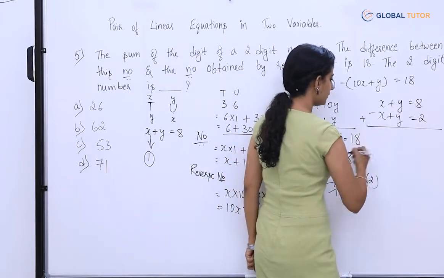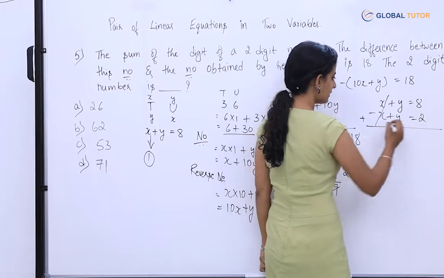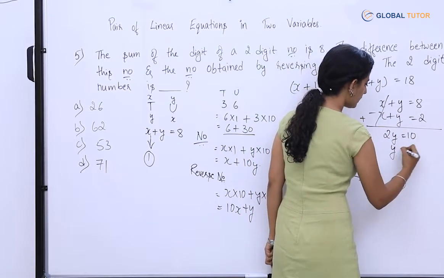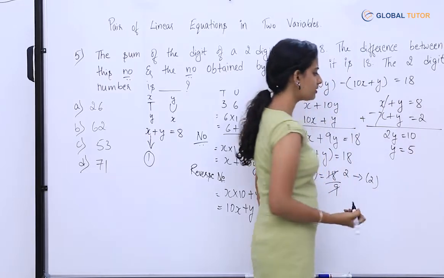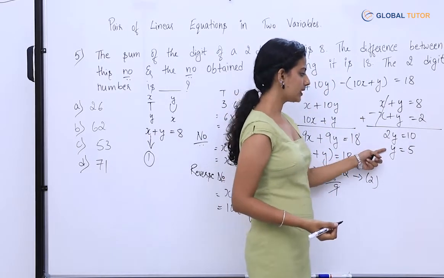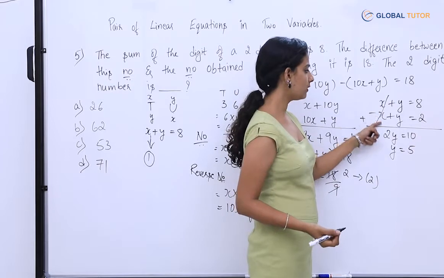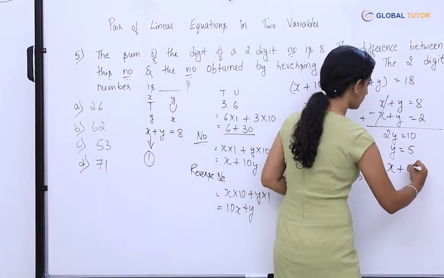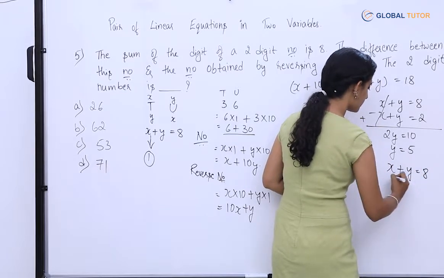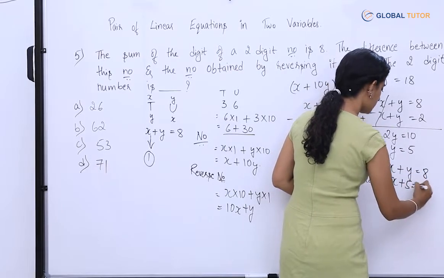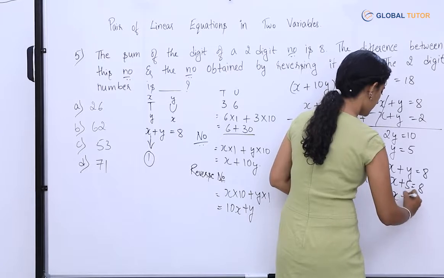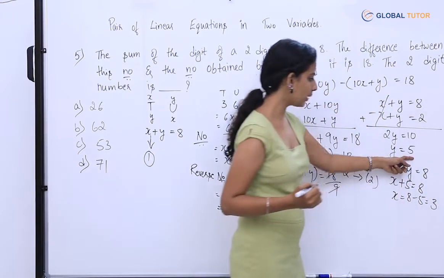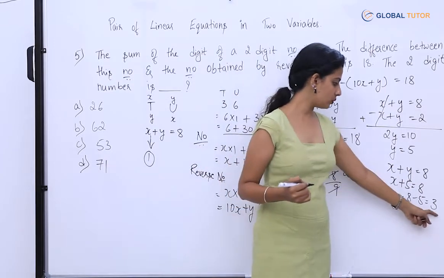So I'm going to add this, and this gets cancelled. So this is 2y is equal to 10, y is equal to 10 by 2, which is 5. Now replace the value of y in any of these two equations. I'm going to consider x plus y is equal to 8, x plus 5 is equal to 8, x is equal to 8 minus 5, which is 3. So y is equal to 5, x is equal to 3.